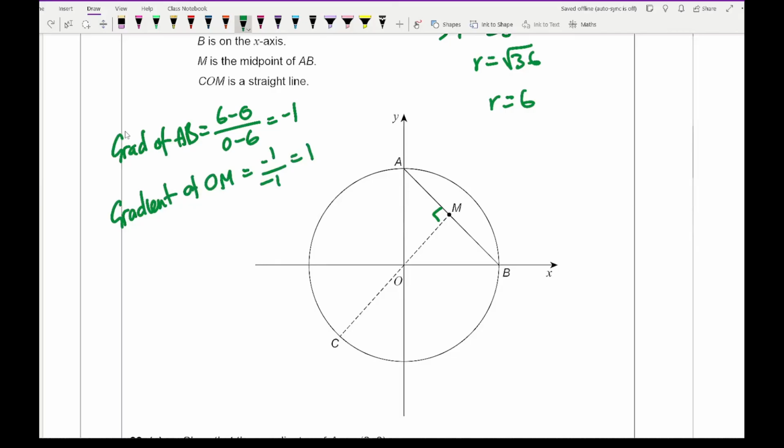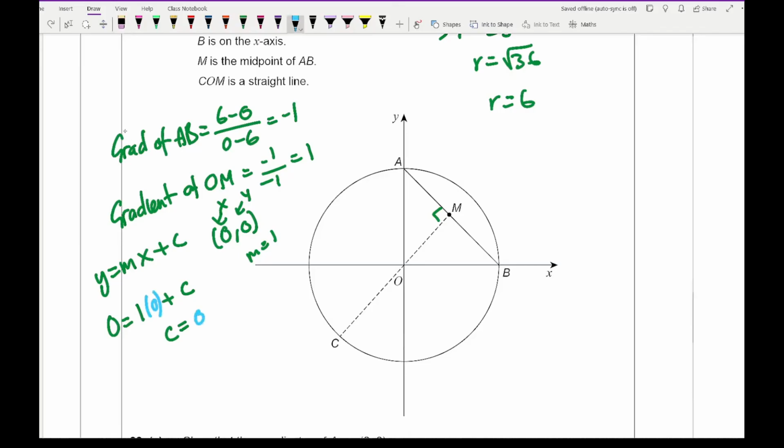So then using the equation of a line, y equals mx plus c, we know that the coordinate it passes through is 0, 0. So that's my x, that's my y, and we know that m equals 1. So I get 0 equals 1x plus c. So c equals, actually that's going to be x is 0, so that's going to be 0. So c equals 0. So therefore the equation of the line is y equals x.